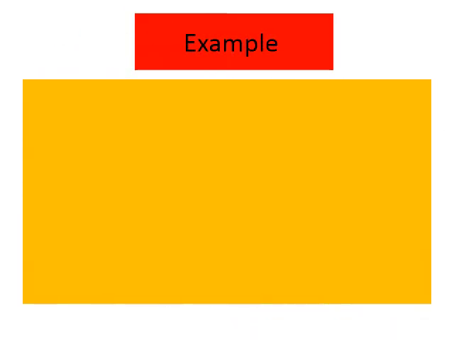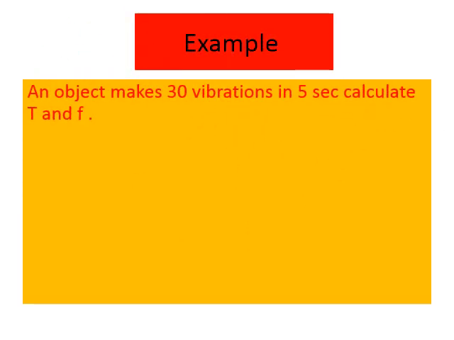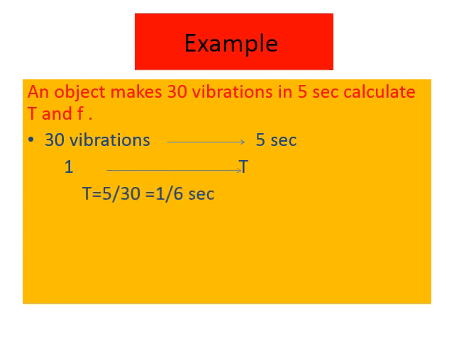Example. An object makes 30 vibrations in 5 seconds. Calculate T and F. 30 vibrations in 5 seconds, so 1 vibration takes one period. So T equals 5 times 1 over 30, which is equal to 1 over 6 seconds.